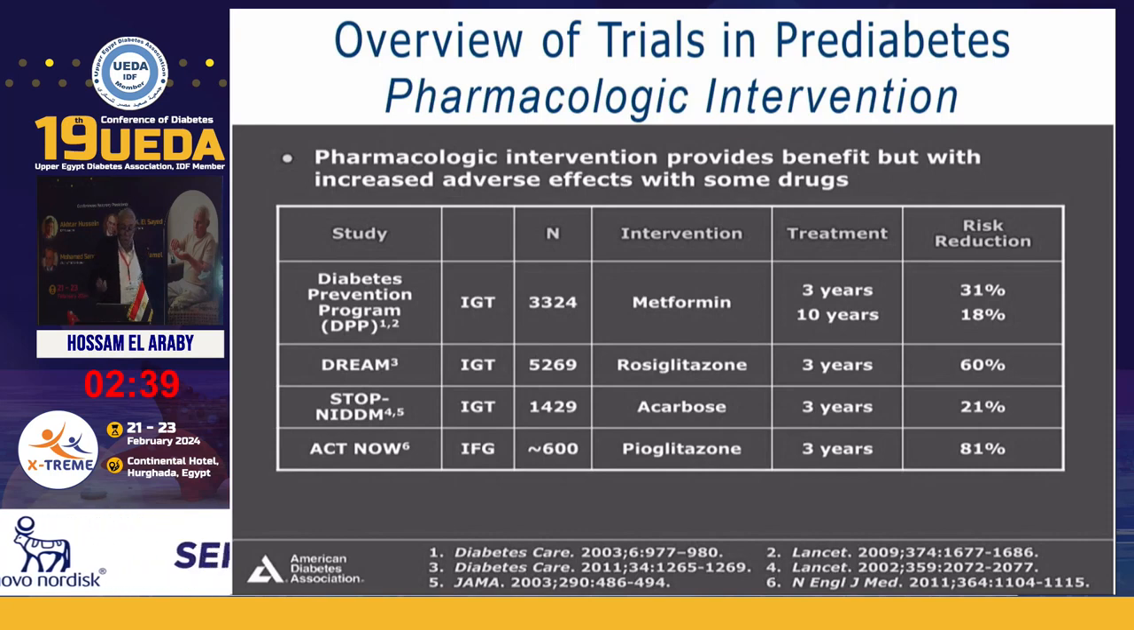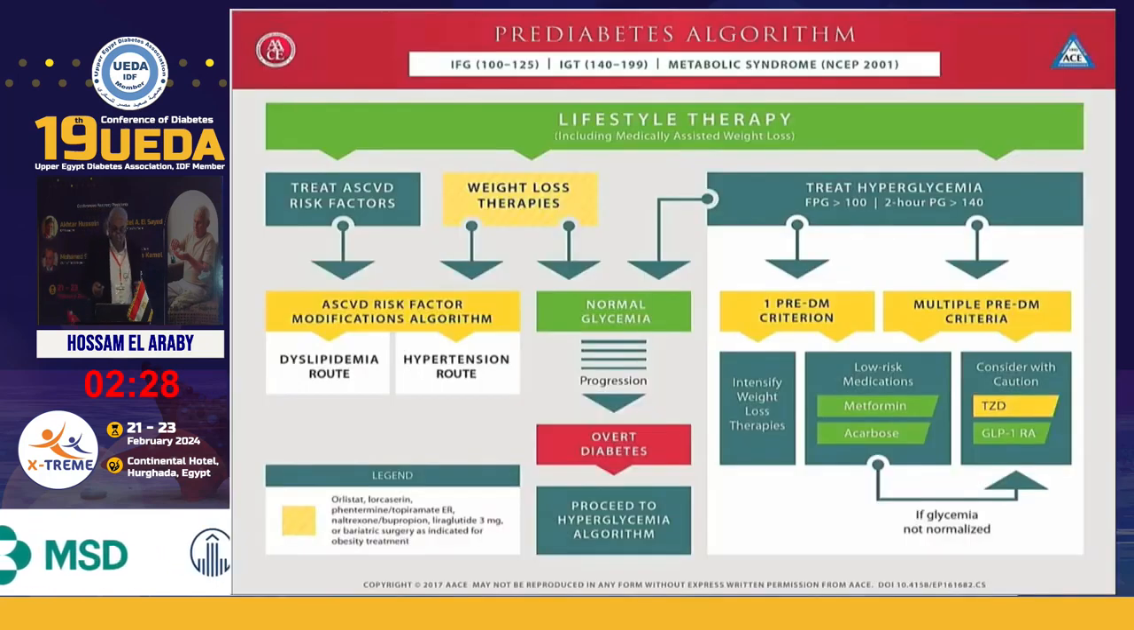Using pharmacotherapy for pre-diabetics, there are several studies with metformin, rosiglitazone, acarbose, and pioglitazone that showed benefit with the use of these drugs in pre-diabetics. However, the algorithm for management of pre-diabetics in the diabetes guidelines recommends lifestyle therapy and only metformin, acarbose, and if glycemia is not normalized, you can consider with caution TZDs or GLP-1 analogs.